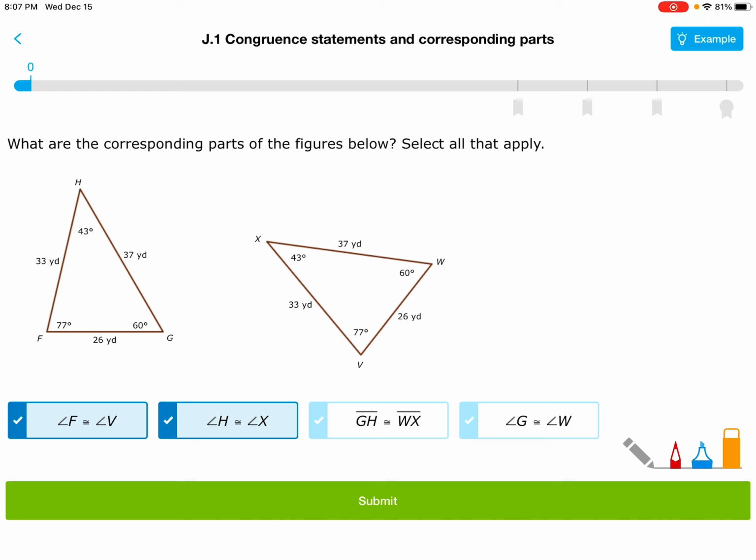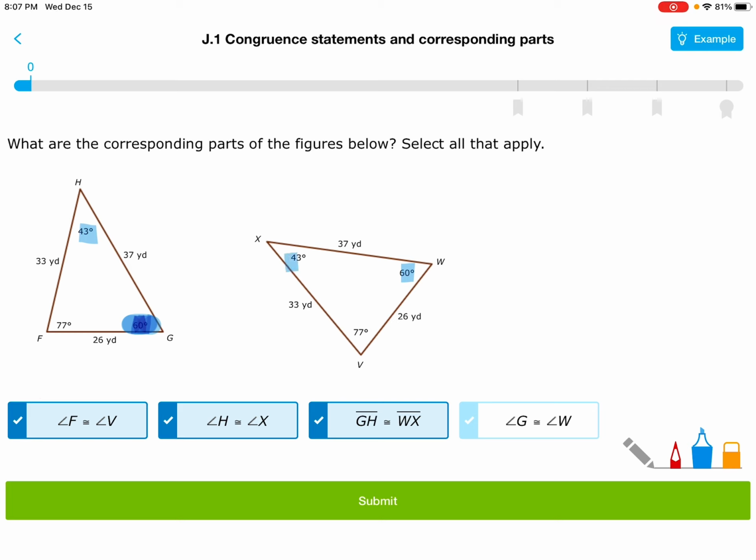GH and WX. GH is 37 yards. WX is 37 yards. Hey, great. Those two things match. Or, if you want to be even more specific, line GH connects an angle that is 60 degrees to an angle that is 43 degrees. Line WX connects an angle that is 60 degrees to an angle that is 43 degrees. So we do have that same match.